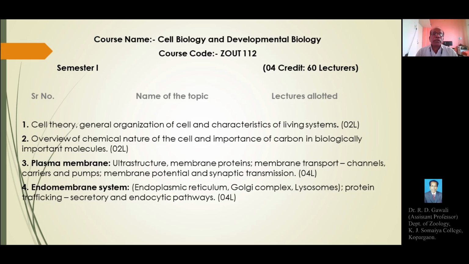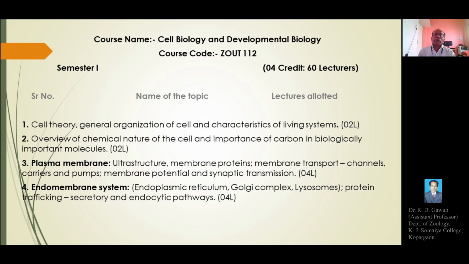So in the first topic, the cell theory, then the general organization of the cell, on the basis of various components of the cell, we are going to study the general organization of cells, or what different structures are present in the cell. Then the characteristics of living systems. This is another point that relates to the characteristics of living systems.